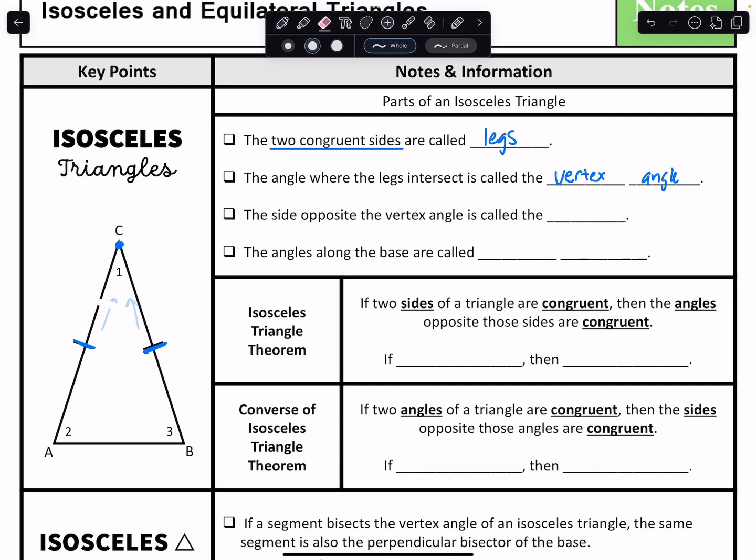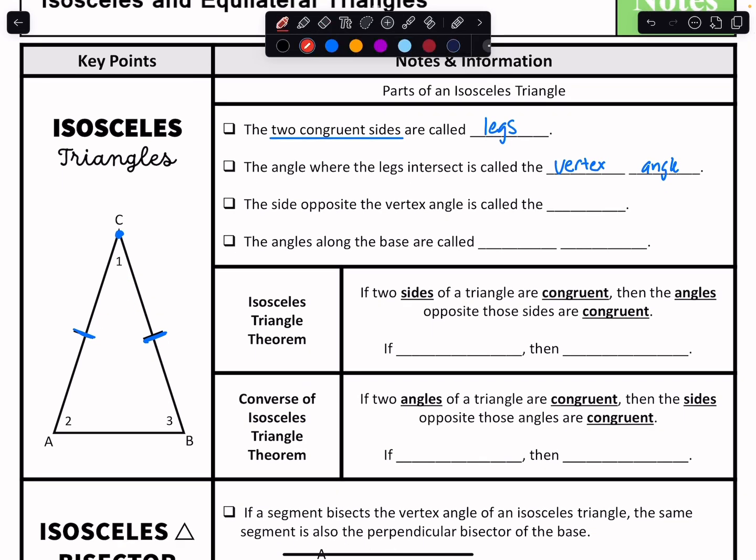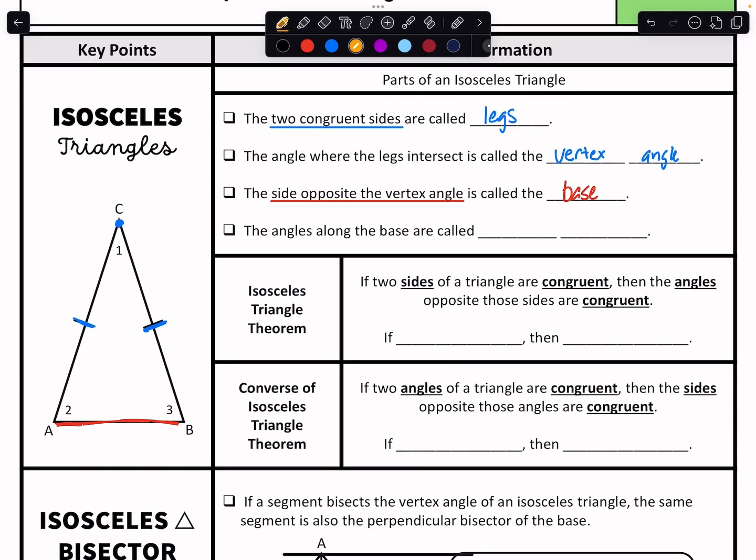The side that is opposite the vertex angle, so the one that is not congruent to the other two sides, we call that just the base. B-A-S-E. I know you guys have heard that phrasing before with a triangle, just knowing that the base this time is the side that is not congruent to the other two.